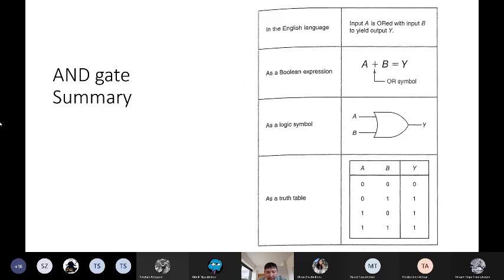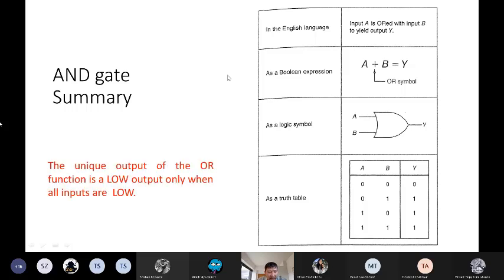Next, I think it's clear. So let's do some summary with the AND gate. I think this also, so it's Boolean expression, symbol, and truth table. Okay. So next, what you should understand is that the unique output of the OR function is low output only when all inputs are low. So it doesn't matter how many inputs we have to the OR gate. We have on the output 0 only in those cases when all inputs are 0. Otherwise we have output 1.